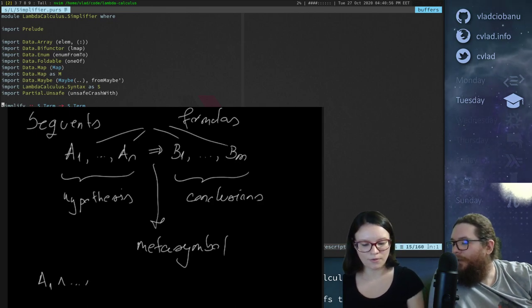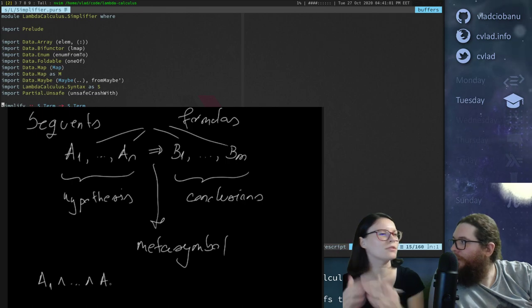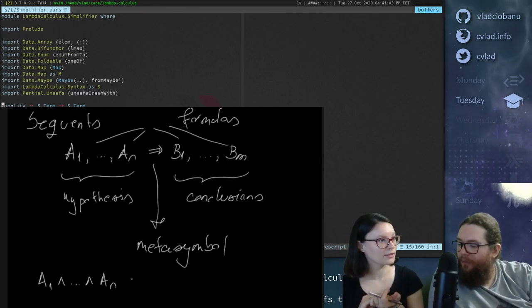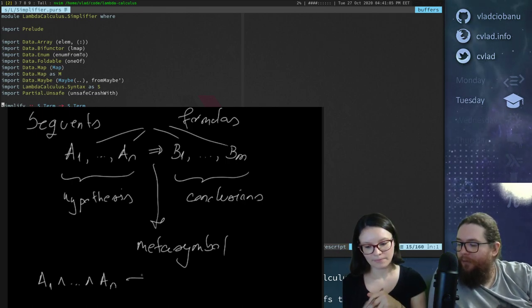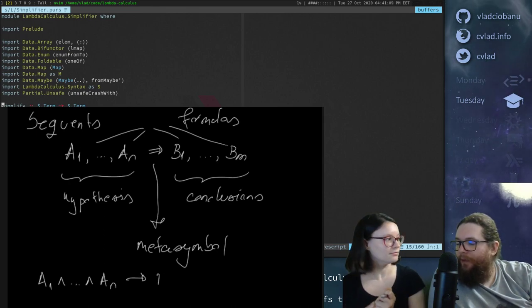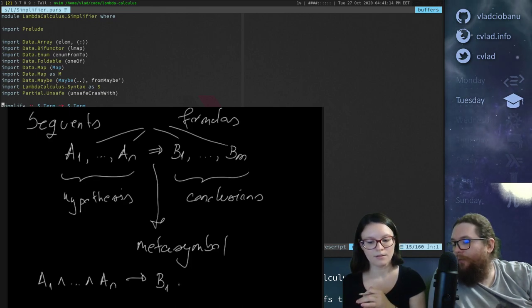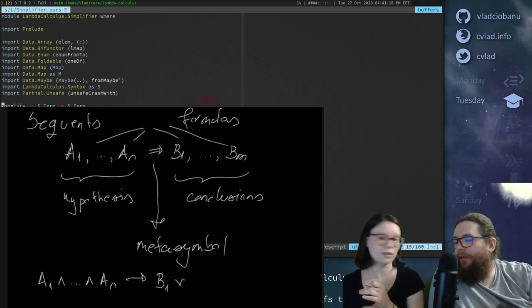I think this formula has a name, like the associated formula of the sequent, or something like this. Is it clear so far? It does make sense, because everything you know is an and, and what you're trying to prove is an or, so I have to prove just one of them.